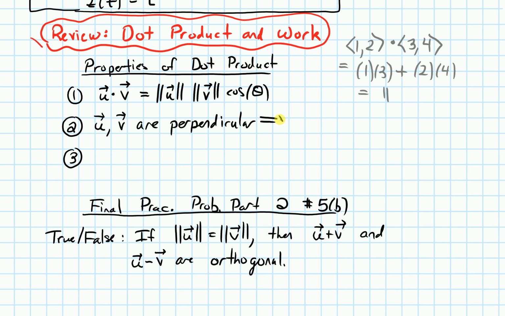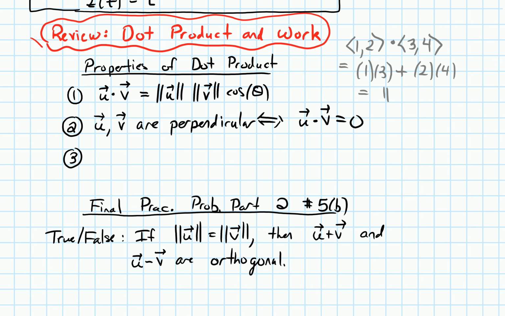if and only if, so this double-sided arrow means if and only if, their dot product equals 0. So if my vectors are perpendicular, that would mean that theta, the angle between them, would be 90 degrees, or pi over 2. And cosine of pi over 2 is 0, so my dot product would be 0. And vice versa. Okay, so this is an if and only if statement.